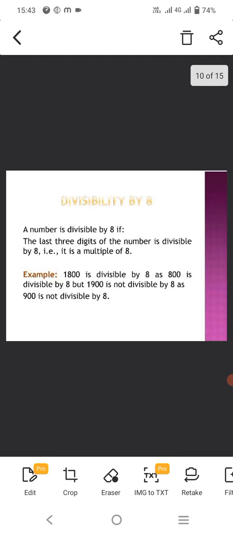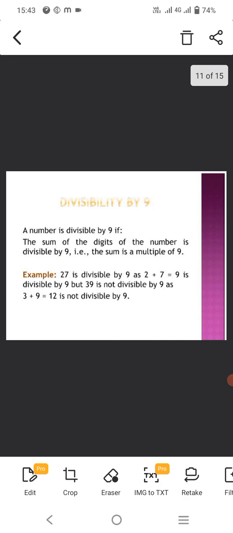Next, divisibility by 8. If the last 3 digits of the number are divisible by 8, then the number is divisible by 8. For example, 1800 is divisible by 8, as 800 is divisible by 8. So 1800 is divisible by 8, but 1900 is not divisible by 8.